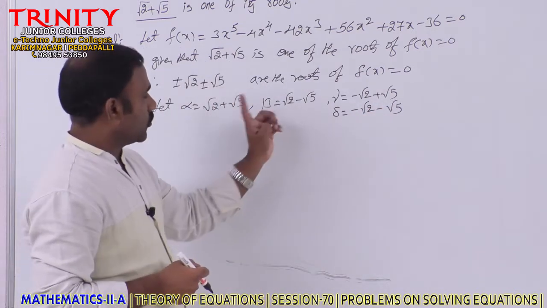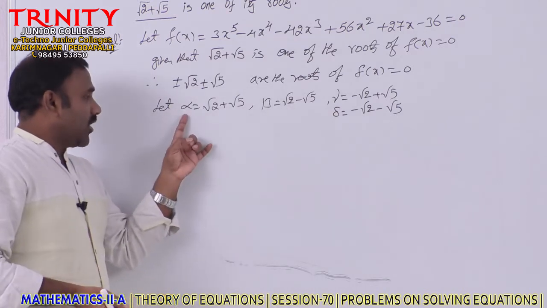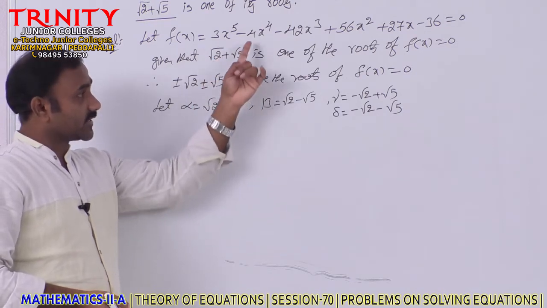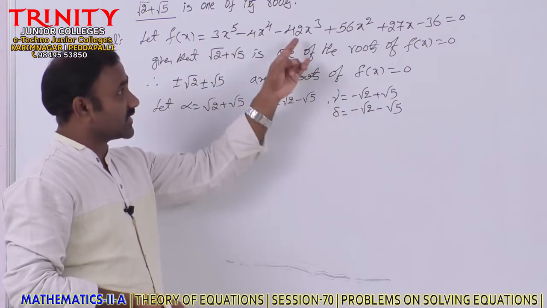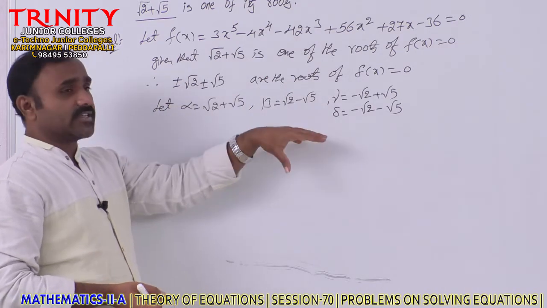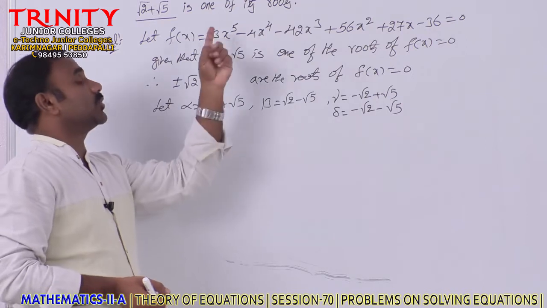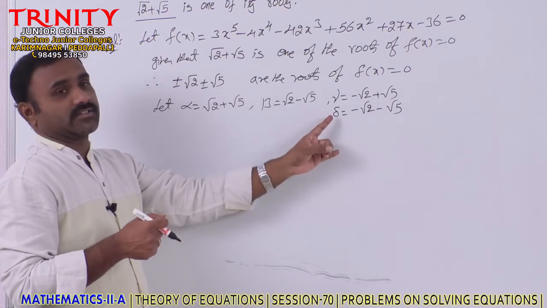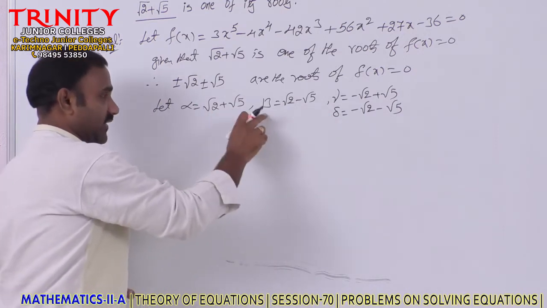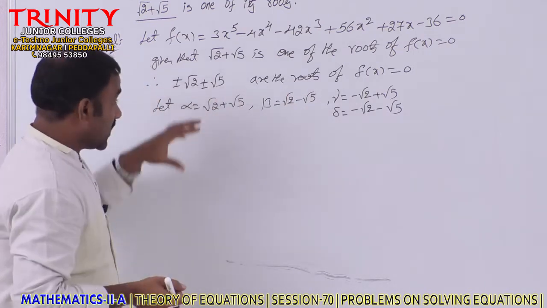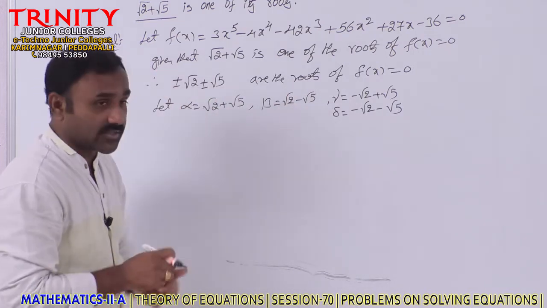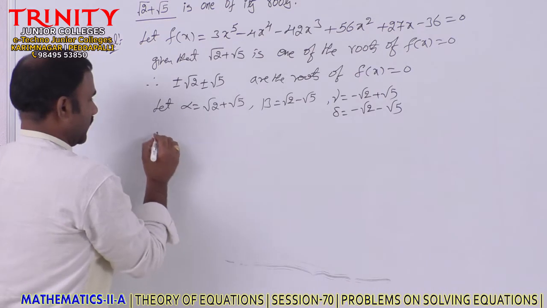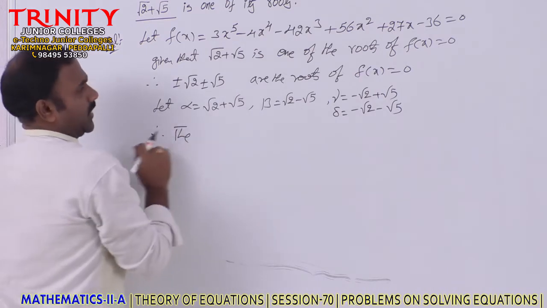Total 4 roots. x is equal to alpha is the root, then x minus alpha is the factor of f of x equal to 0, x minus beta is the factor, x minus gamma is the factor, x minus delta is also the factor. Therefore, the product of these factors can also be a factor of this polynomial. Therefore, what is the product of these factors? That is nothing but x minus alpha, x minus beta, x minus gamma, x minus delta. First we have to find whether that is a factor of this f of x equal to 0 or not.